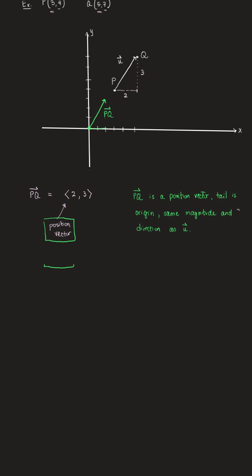Okay, I've been mentioning this word magnitude and length a lot. We can actually find it. So let's talk about how we find the magnitude of a vector, and then we'll do a short example.